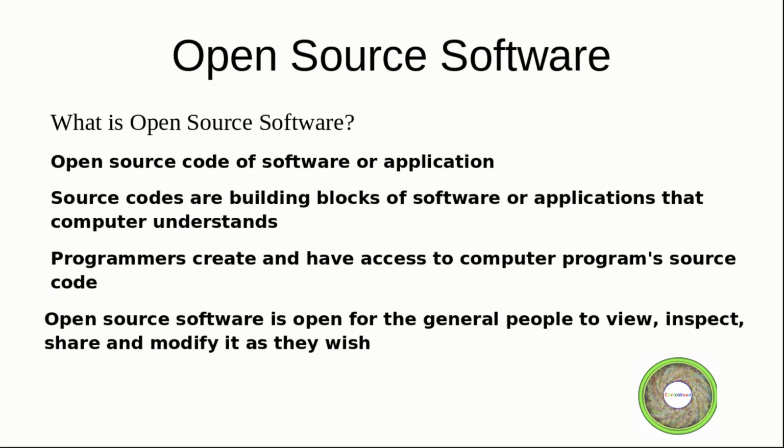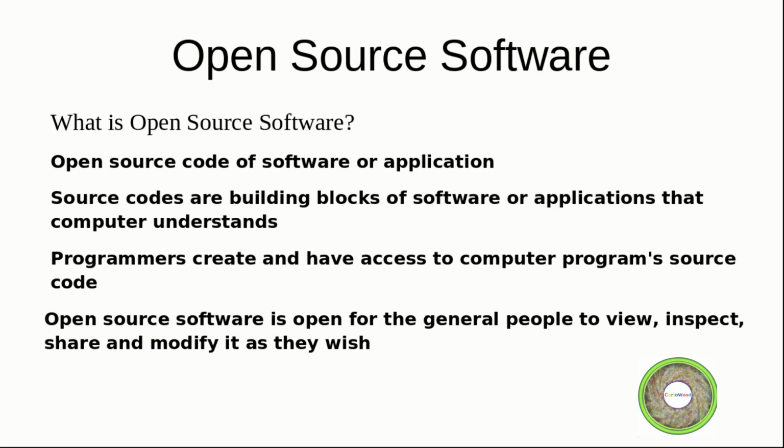They can fix, improve or even upgrade it to a new version of that program by adding new features to it or fixing parts that don't always work correctly by debugging it. Open source software is open for the general people to view, inspect, share, modify and enhance the code of the software as they wish. It also includes permission to use the source code, design documents, or content of the product.